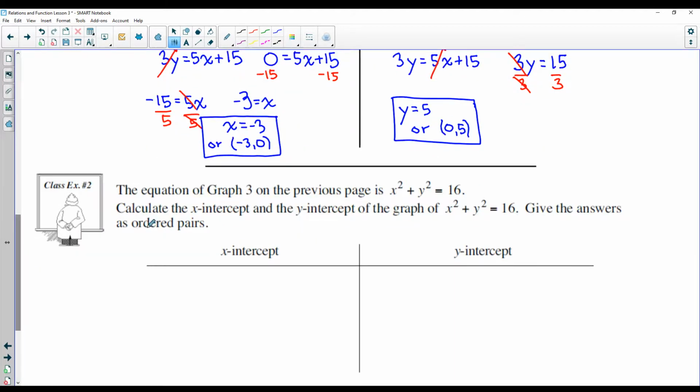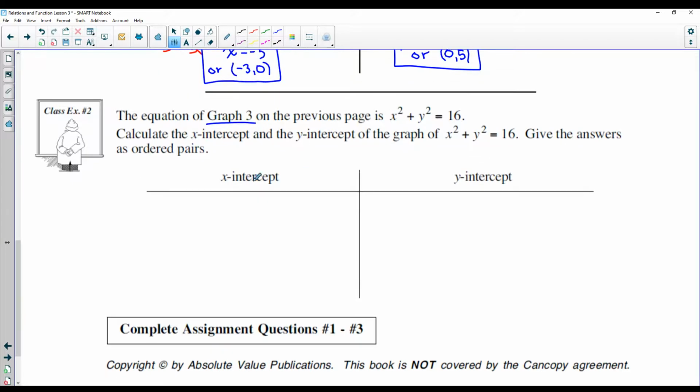Second example, we're looking at the equation for graph number 3. So that's the one where we have the circle. The equation is x squared plus y squared is equal to 16. And same thing, we're going to calculate the x and y intercepts of the graph, and we're going to do it algebraically. So the x-intercept is where all y coordinates must be equal to 0. So we're going to start off with the equation that's given, which is x squared plus y squared is equal to 16.